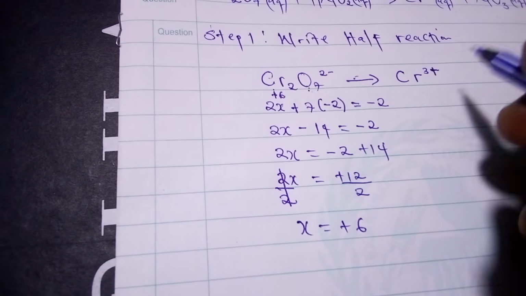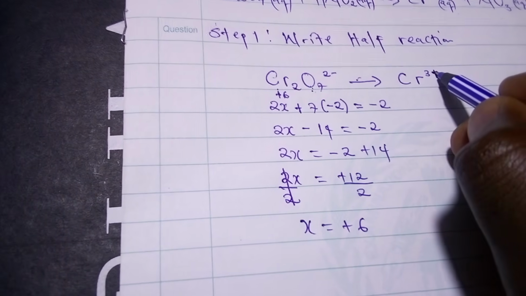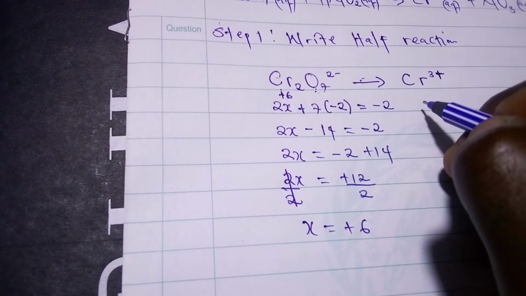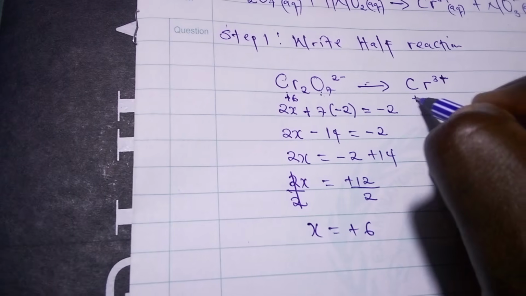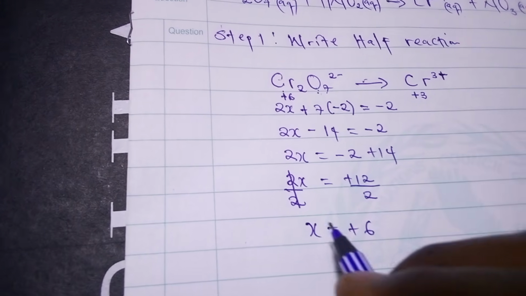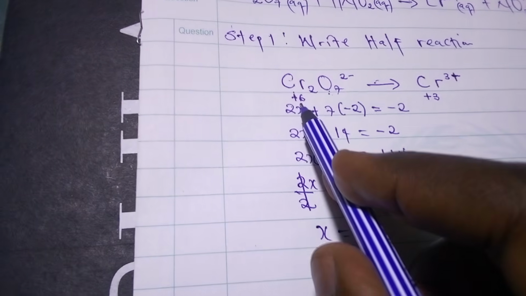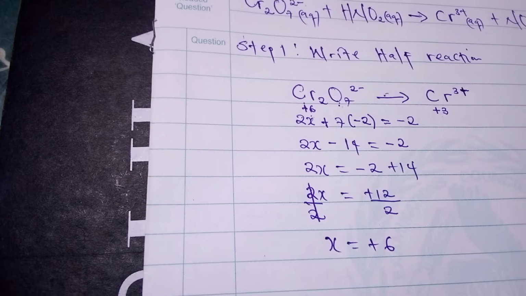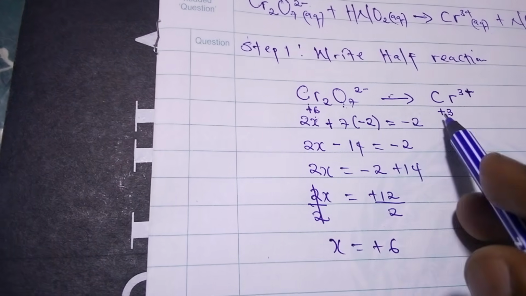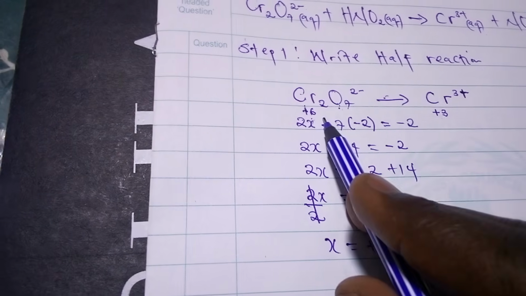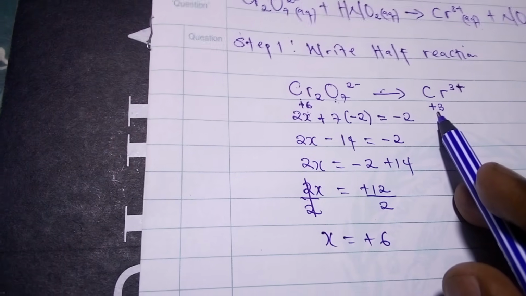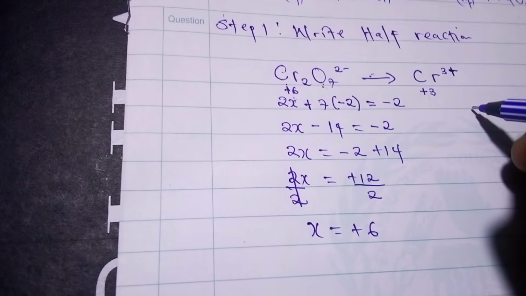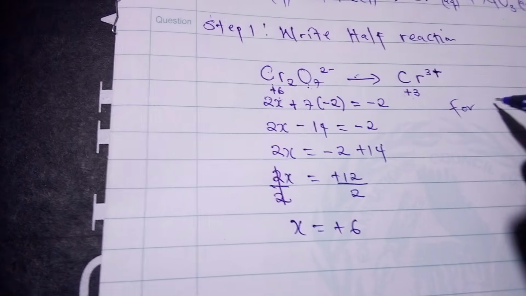If any element is having the charge, the same charge is the oxidation number, so that is +3. Now if you see clearly, here you are having +6, there you are having +3. So you are able to see that there is a reduction there. So what is a reduction? That is just the decrease in the oxidation number. So this one is for reduction.